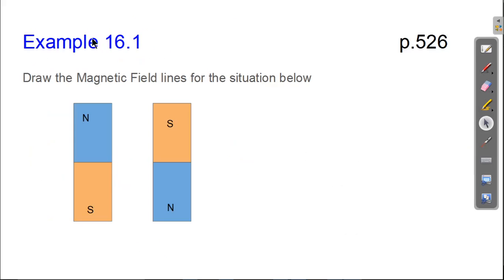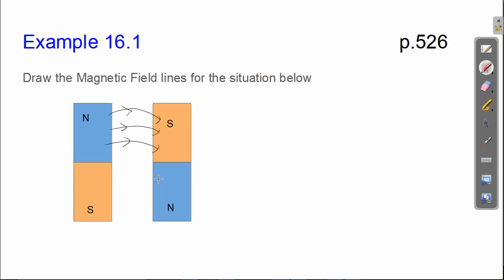Okay. Example 16.1. Draw the magnetic field lines for the situation below. So they're going to give you different situations, different magnets, and you are going to have to draw what's going on there. Let me get my pen. Remember that lines need to come out of the north and go into the south. So just draw that. From the north to the south, as many going out as going in. Okay? Arrows going that way.